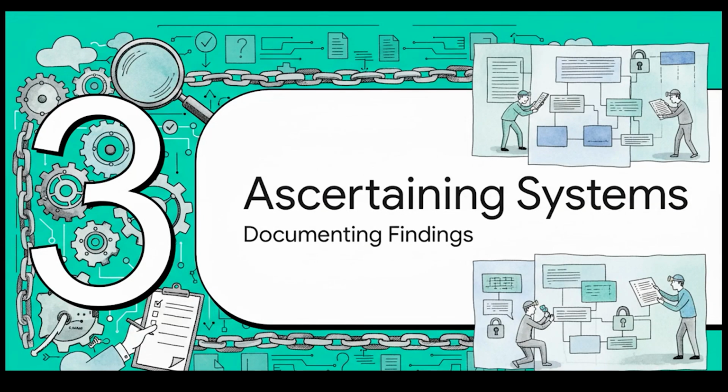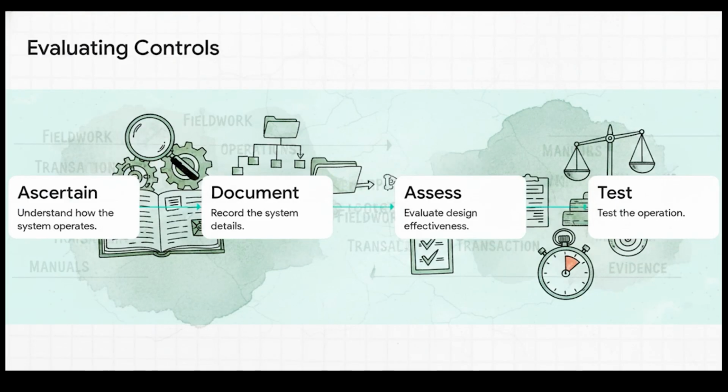Which brings us to Section 3, Ascertaining and Documenting Systems. Knowing those very real limitations, we obviously can't just nod and take the client's word that their systems are rock solid. We have to roll up our sleeves and find out for ourselves. If we want to rely on their controls, there are 4 steps we follow. First, we ascertain how the system supposedly operates. We do this by actively observing operations, reading their procedure manuals, or doing a walkthrough test where we trace one transaction from start to finish.